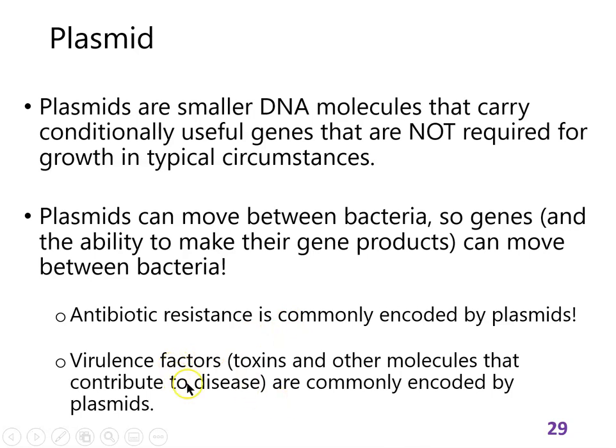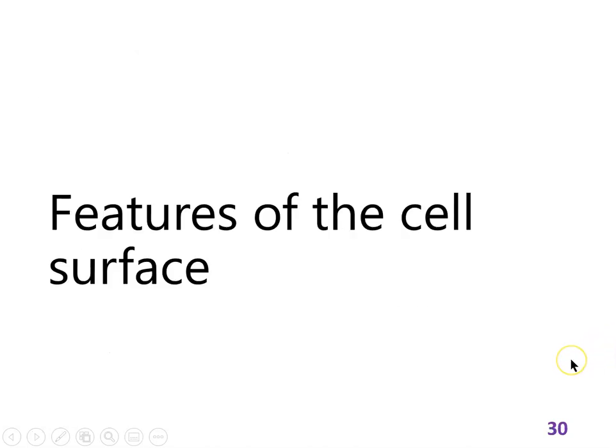Also, virulence factors are often on plasmids. Virulence factors are anything that makes a bacterium able to cause a disease. So they could be little toxins they use to poison our cells, or really anything else that helps them with the disease. Okay, so that's what's in the cytoplasm. Next, we look at the cell surface.